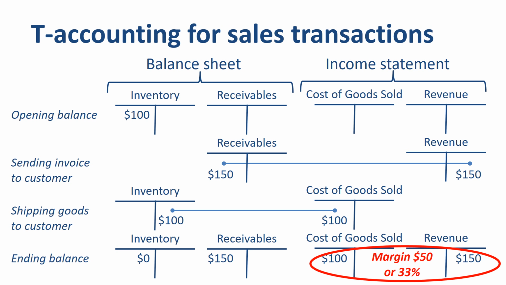We have sold the inventory to the customer at a price that is higher than what we made or bought the goods for. You could call that margin, or more specifically, gross margin. If the sum of the credits in your income statement is bigger than the sum of your debits in the income statement, which is the case in this example, then you generate a profit. We can also express margin as a percentage of revenue. $50 margin on $150 of revenue is 33%.